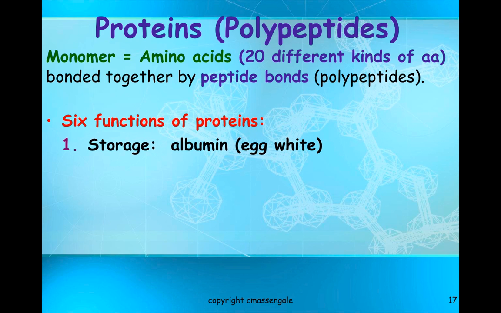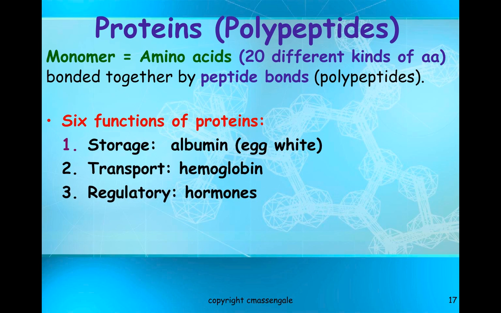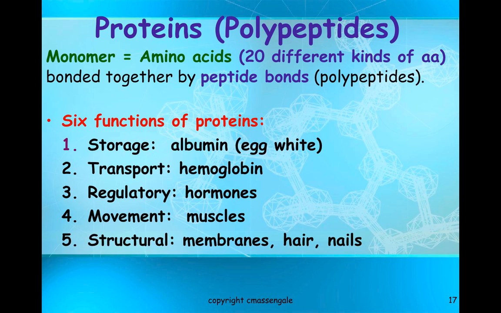There's 6 functions of proteins. Storage, like the egg whites, albumin. Transportation, so in our hemoglobin we transport proteins. Regulatory, in our hormones. Movement of muscles. Structural, like the membranes and also in our hair and nails. And then also enzymes, which start cellular reactions in our body.